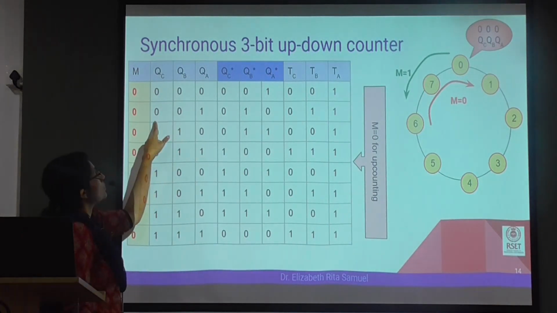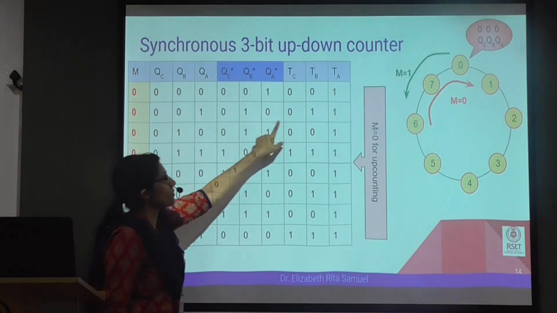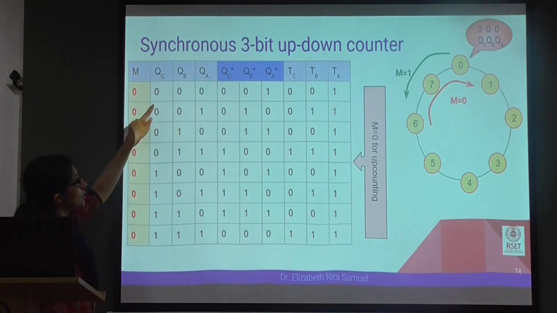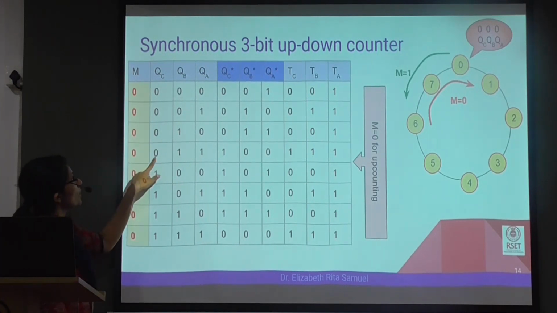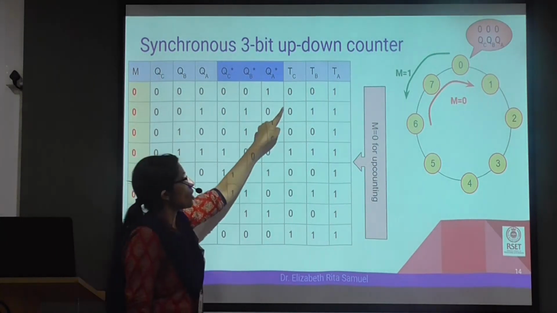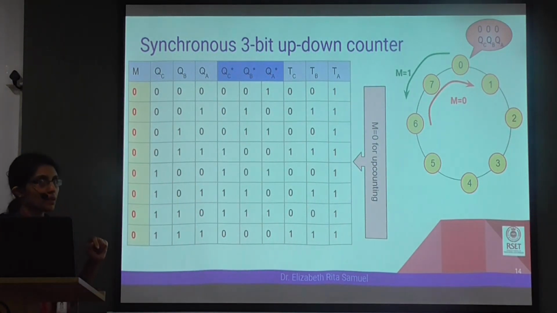Next we can see QC is 0, QC star is 0. Again no toggling effect, so our T is 0. Similarly, we can take a case over here where you have QC is 0 and QC star is 1. So there is a toggling effect, so our TC is 1. Similarly we can write the values of TC, TB, TA.